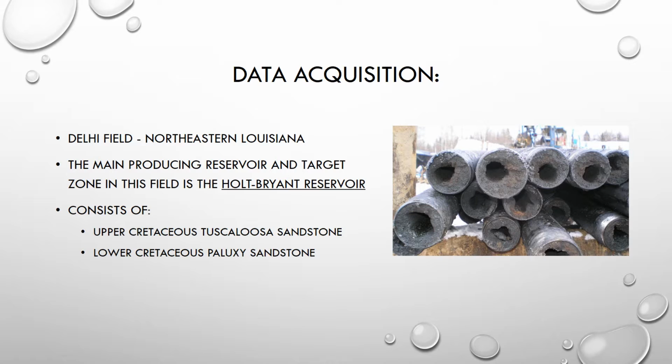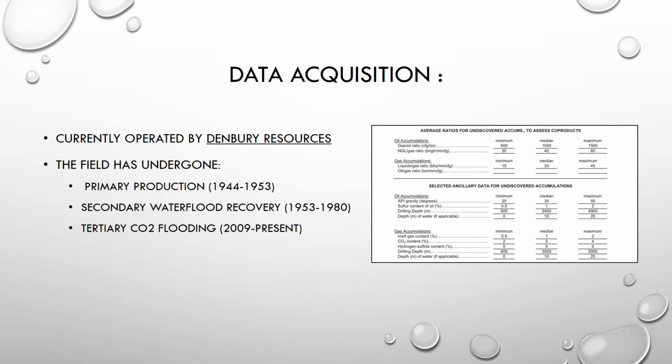The main purpose of our project is to understand the actual depositional problems which occur in the Delhi field in northeast Louisiana. Specifically, we want to understand asphaltene deposition which occurs in the Holt-Bryant Reservoir, which consists of both the Upper Cretaceous Tuscaloosa and the Lower Cretaceous Paluxy sandstones. The field in question is currently being operated by Denbury Resources and has undergone primary and secondary production and is currently undergoing tertiary CO2 flooding.